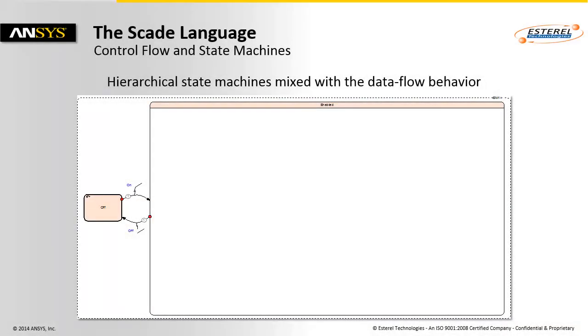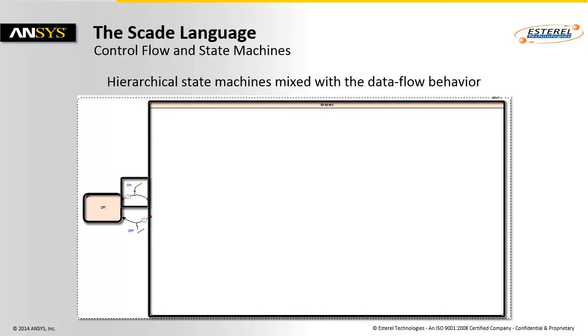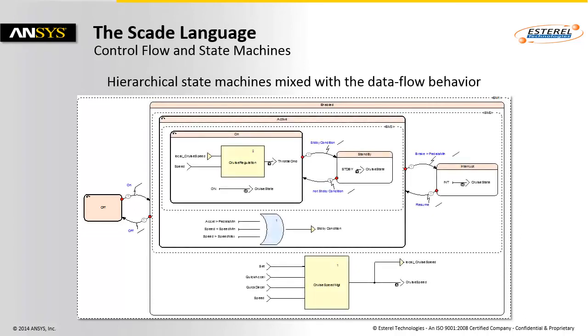The SCADE language offers hierarchical state machines that can be fully mixed with the data flow behavior. Here you can see how a state machine works. You have a first state connected to a second one via a transition. The transition is triggered when its condition is true. The result is the interaction for the second state. Finally, dedicated constructs can be used for a fine-grained activation of operators, in order to control final code efficiency.